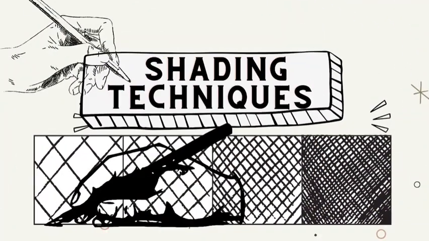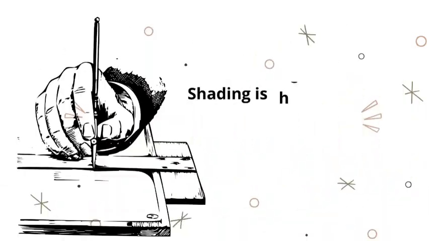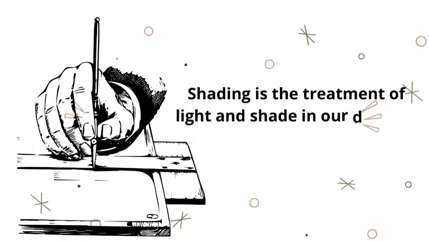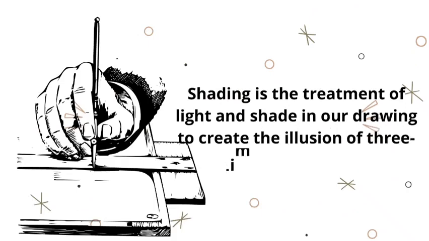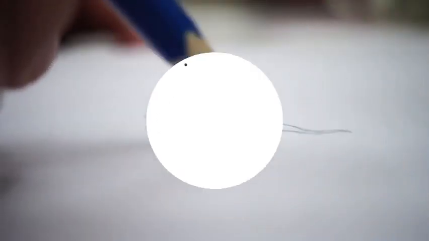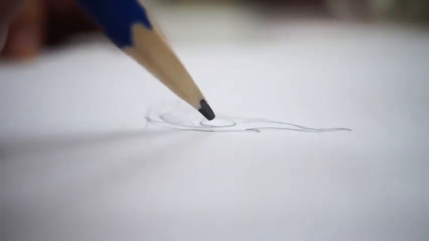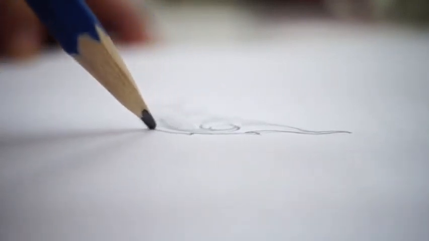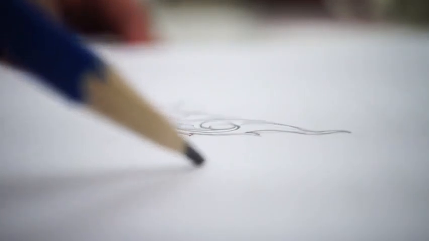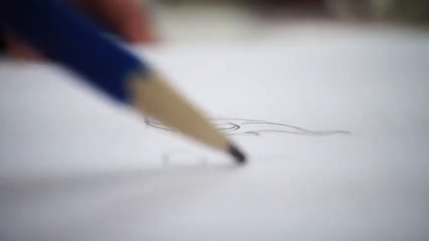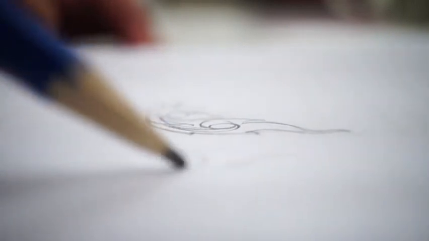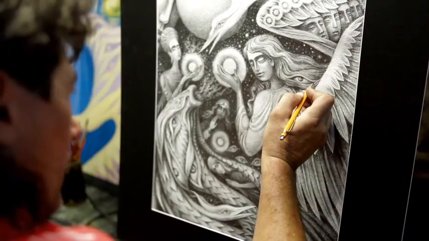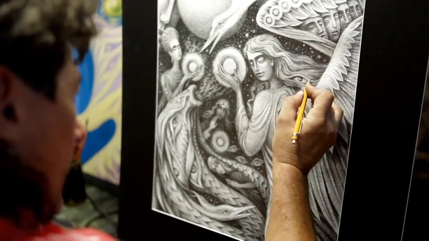The topic for this lesson is shading techniques. What is shading? Shading is the treatment of light and shade in a drawing to create the illusion of three-dimensional effects. Before shading your work, you need to first use light strokes to bring out the image of what you want to draw. This process is called sketching.